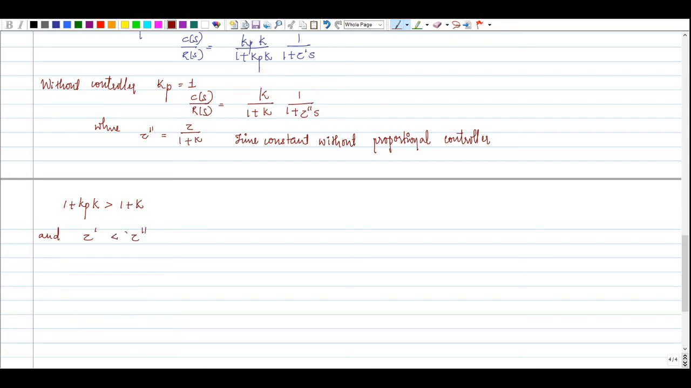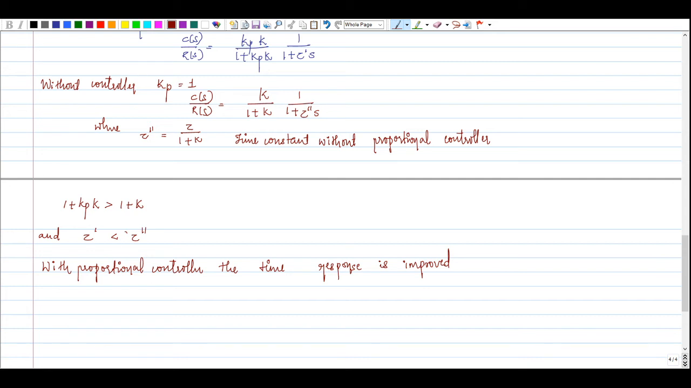Which means that with the proportional controller, the time response is improved, because you can see the time constant is much less compared to the system without a proportional controller.